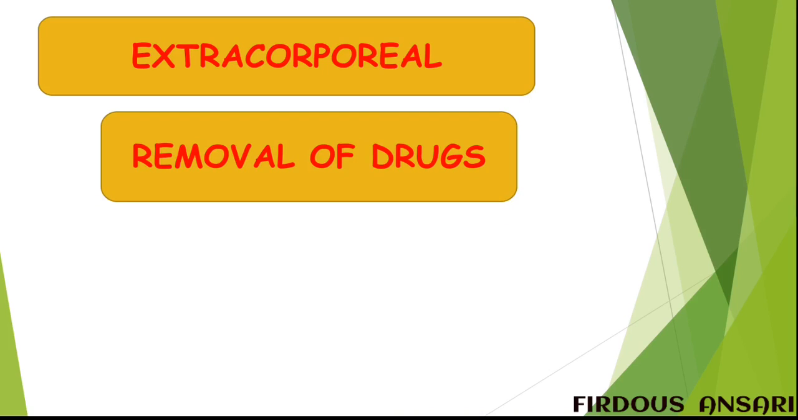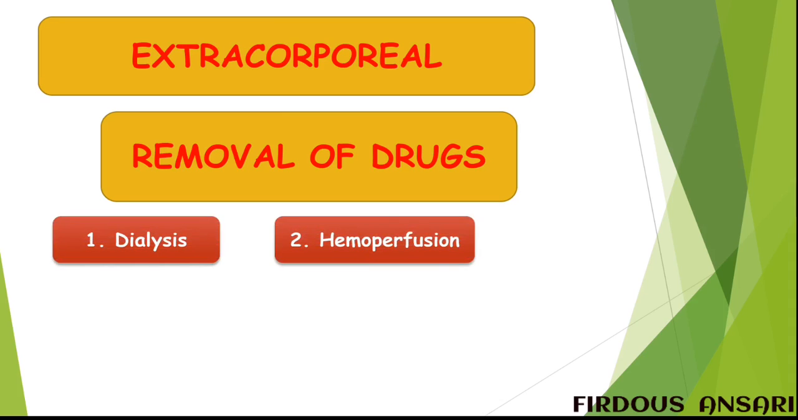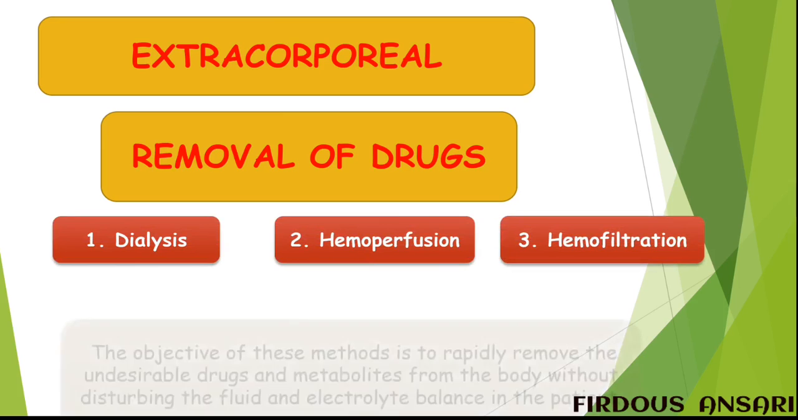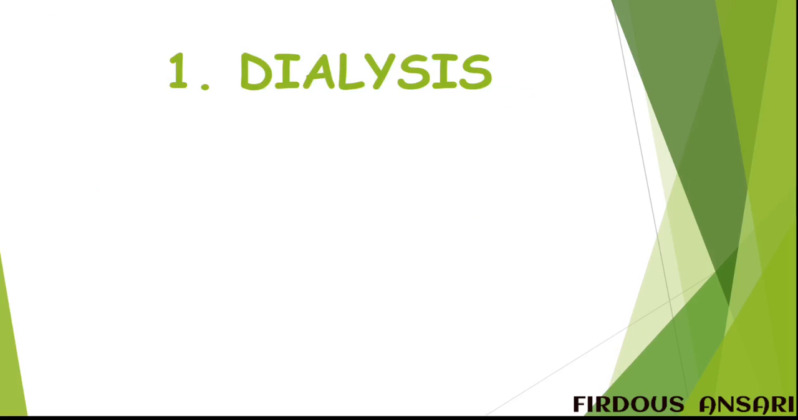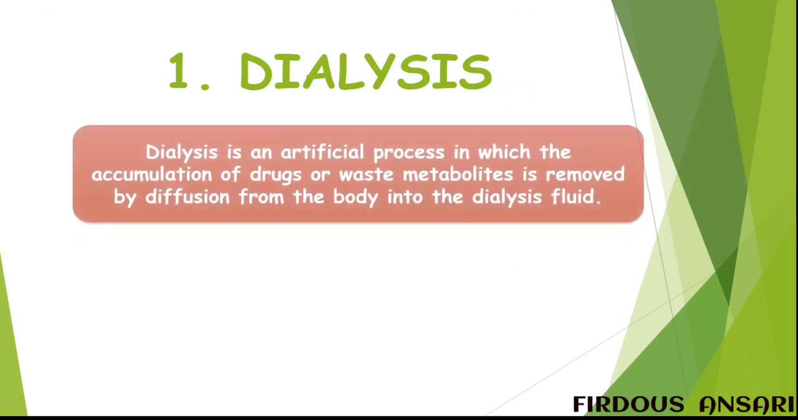As such, several methods are available for extracorporeal removal of drugs, such as dialysis, hemoperfusion, and hemofiltration. The main objective of these methods is to rapidly remove the undesirable drugs and metabolites from the body without disturbing the fluid and electrolyte balance in the patient. So we'll discuss all these three types of extracorporeal removal of drug one by one. First, starting with dialysis.